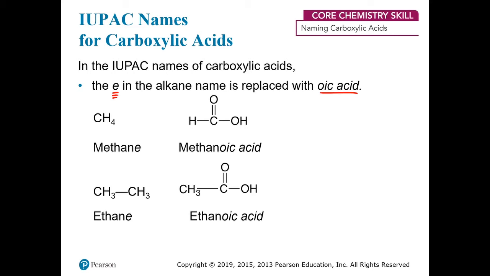So methane is a 1-carbon alkane. When you take that carbon and you turn it into a carboxylic acid by making it double bonded to an oxygen and then bonded to an OH, instead of methane, we drop the E and turn it into methanoic acid. With ethane, we drop the E and we call it ethanoic acid.